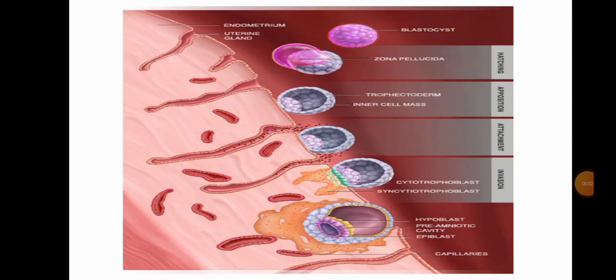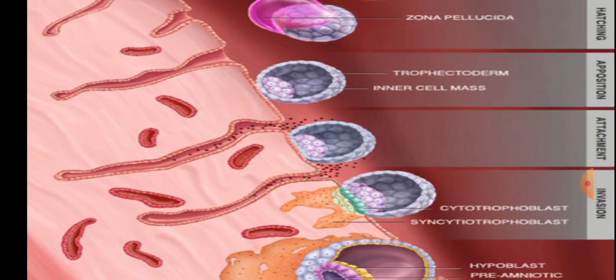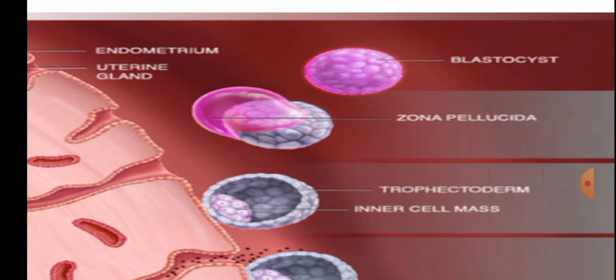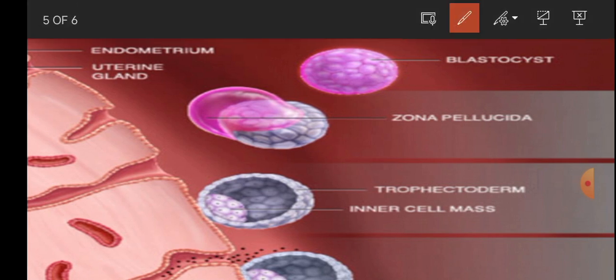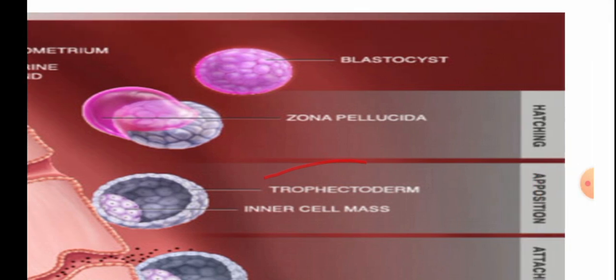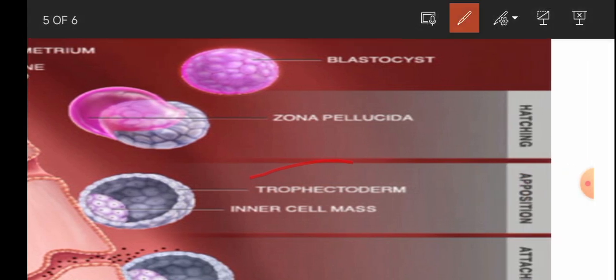Now let's learn in detail about how the blastocyst will implant into the uterus. Here you can see in this picture the blastocyst. It has an outer covering known as the zona pellucida. This zona pellucida layer will prevent the blastocyst from implanting into the uterus. So that's why this zona pellucida layer has to be removed. This process is known as hatching. In the hatching process, the zona pellucida layer is removed.